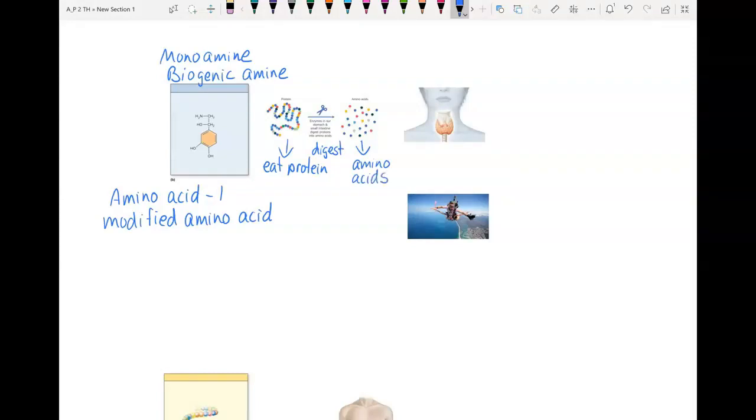And then you modify some of these amino acids to become your biogenic amine hormones. A couple examples of biogenic amines would be thyroid hormone, and this comes from your thyroid gland. And look at this, these people are skydiving. They're having an adrenaline rush. Epinephrine. You remember from chapter 15, learning all about norepinephrine? That is also a biogenic amine.